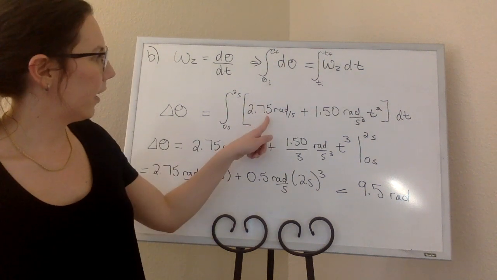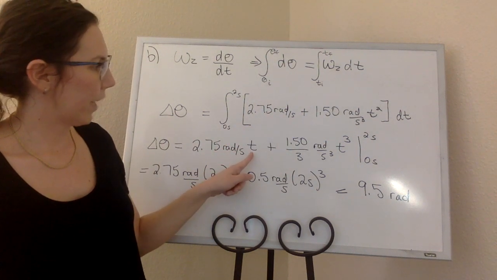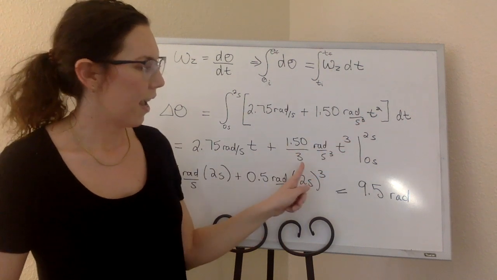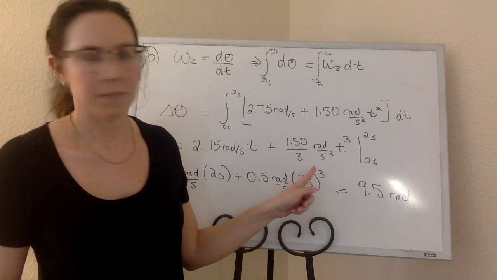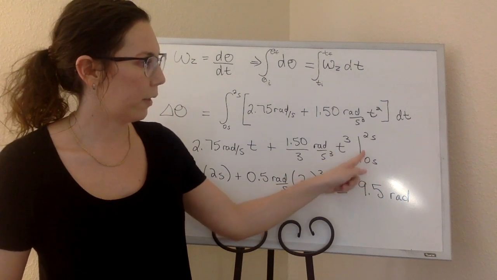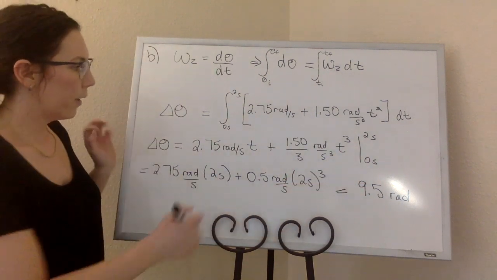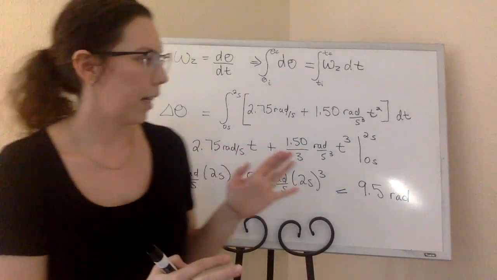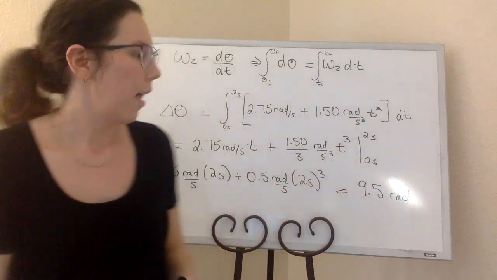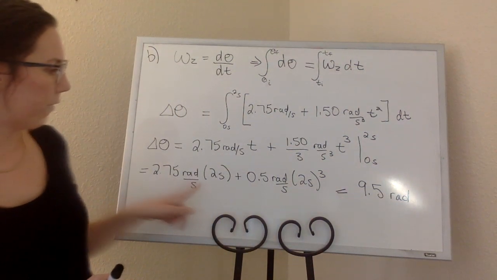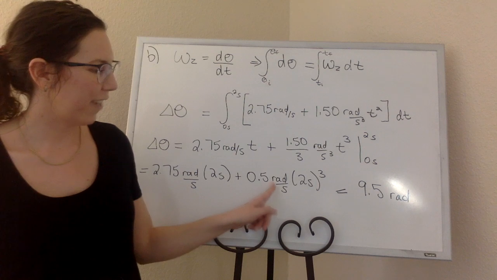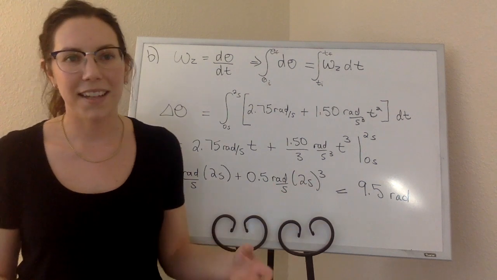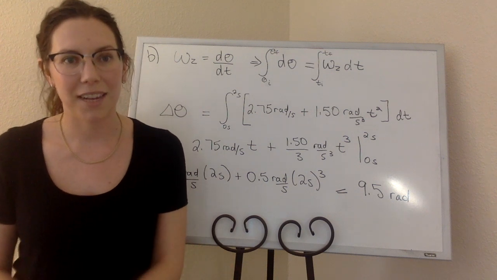So integrating here, it's a constant, so multiplying by t, and then here raising the exponent by 1 to t cubed, and dividing by that 3. And then this is from 0 to 2 seconds. And notice all of these terms at 0 will be 0. So delta theta, or theta at 0, is 0. And then here we get 2.75 times 2 seconds plus 0.5 radians per second cubed times 2 seconds cubed. And then calculating that gives 9.5 radians.